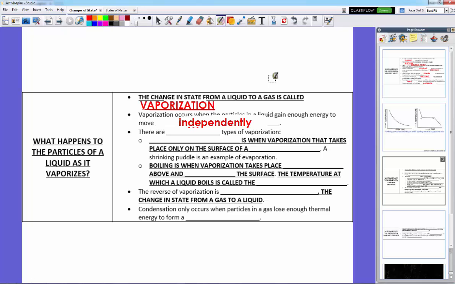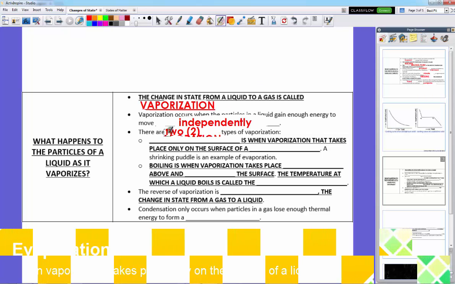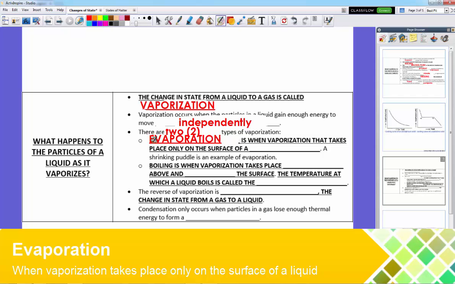They lose their close formation. And there's two types of vaporization that we know about. The first one is what we call evaporation. And that's when vaporization takes place only on the surface of a liquid. A good example of that is a shrinking puddle.